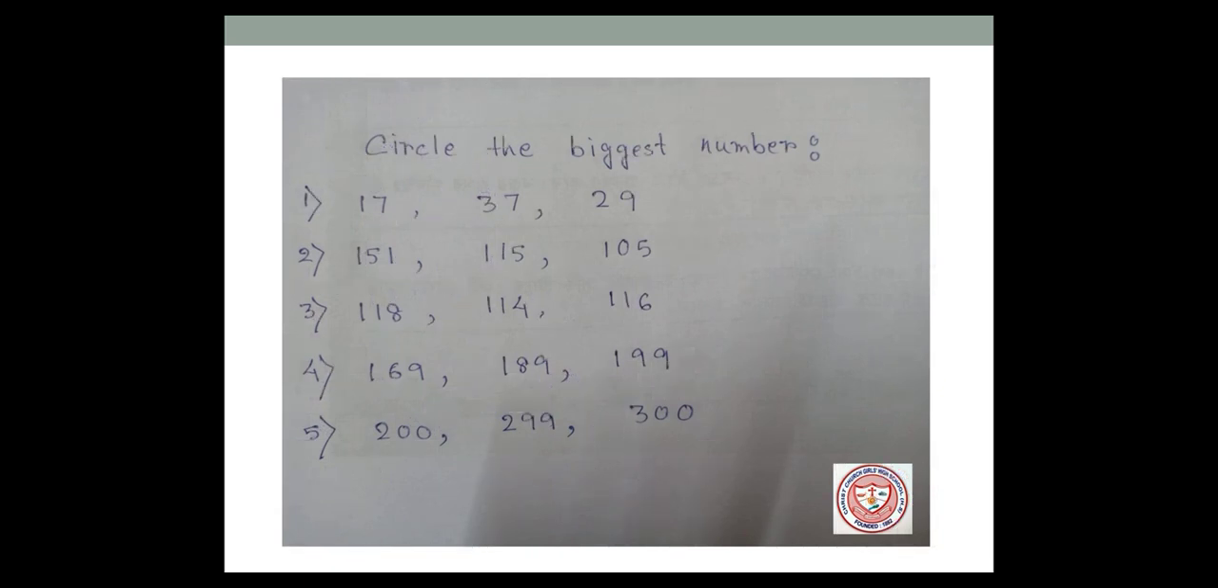Circle the biggest number. 17, 37, 29, 151, 115, 105, 118, 114, 116, 169, 189, 199, 200, 299, 300.